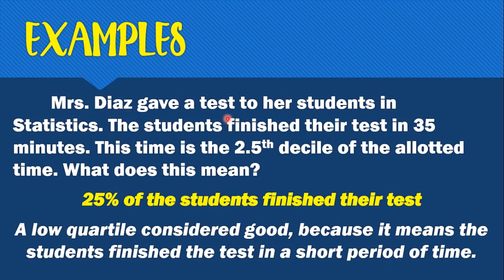Mrs. Diaz gave a test to her students in statistics. The students finished their test in 35 minutes. This time is the 2.5th decile of the allotted time. What does this mean? Since the 2.5th decile is equal to 25%, 25% of the students finished their test in just 35 minutes. In this case, we can say that a low quartile is considered good because it means the students finished the test in a short period of time.